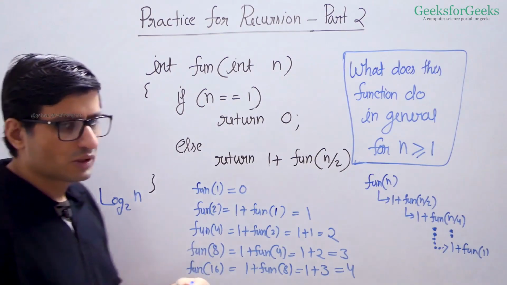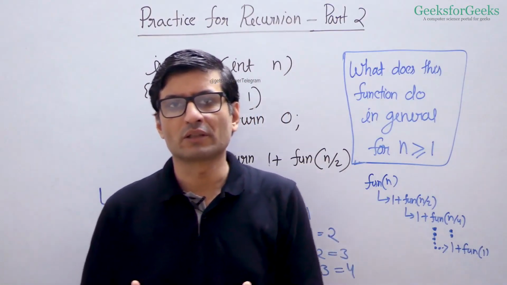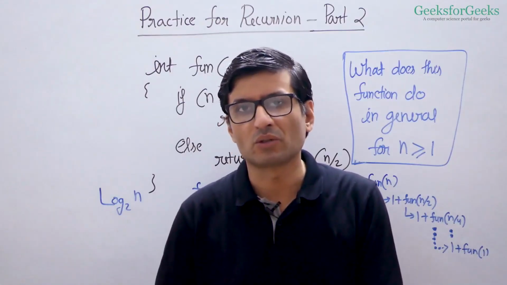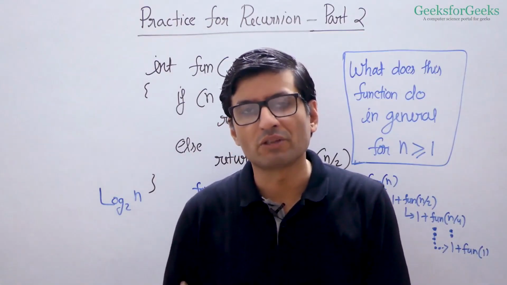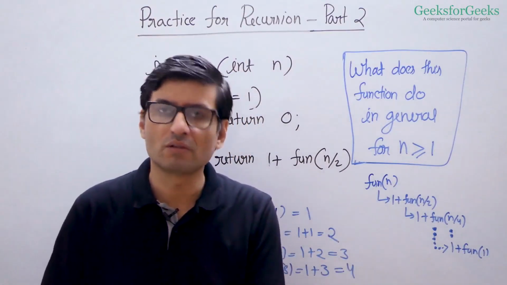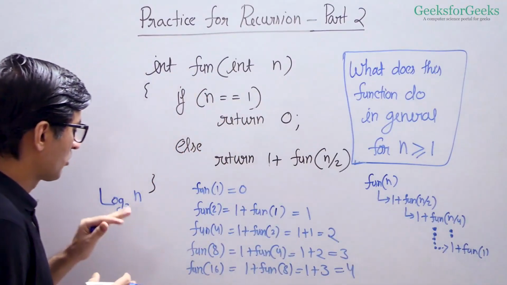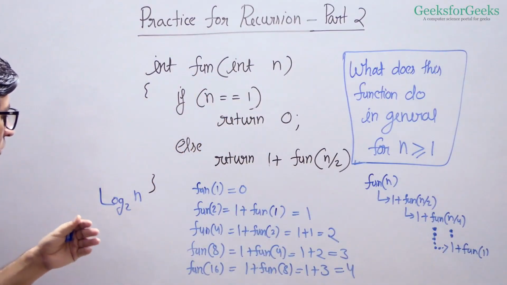So this is how this function works, and that's the general rule that we must know when we do programming: when you divide a number by 2 recursively, the number of times that you do it until it becomes 1 is log n. It's always log. So this function returns log of n when n is a power of 2.